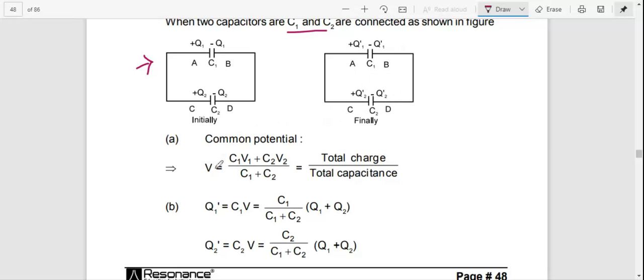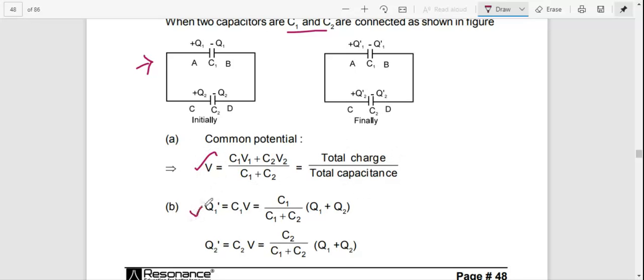So the common potential will be C1 V1 plus C2 V2 by C1 plus C2, that is, total charge by total capacitance. So total charge is equal to Q1 plus Q2, right? So the Q formula is C into V. So Q1 will be C1 into V1 and Q2 will be C2 into V2. So we are applying it in it.